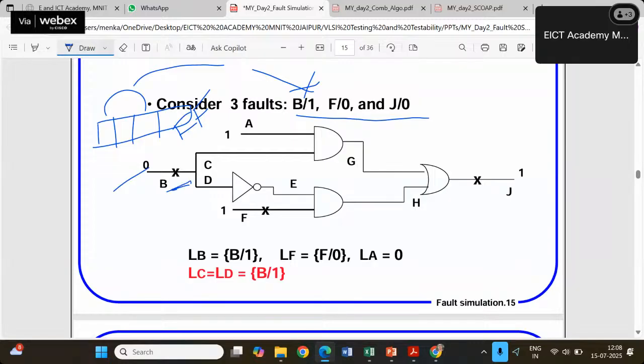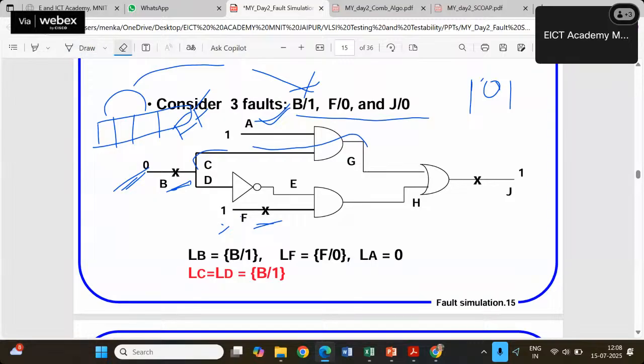We have taken the same set of inputs. Since it is B stuck at 1, to activate that we have taken it 0. This was F is stuck at 0, so to activate this, I have taken F is equal to 1. And since I want to pass this fault to G, I have taken A as a non-controlling value. So the input set becomes A is equal to 1, B is equal to 0, and F is equal to 1. This is my input set: 1, 0, 1. Okay. Now let us proceed.